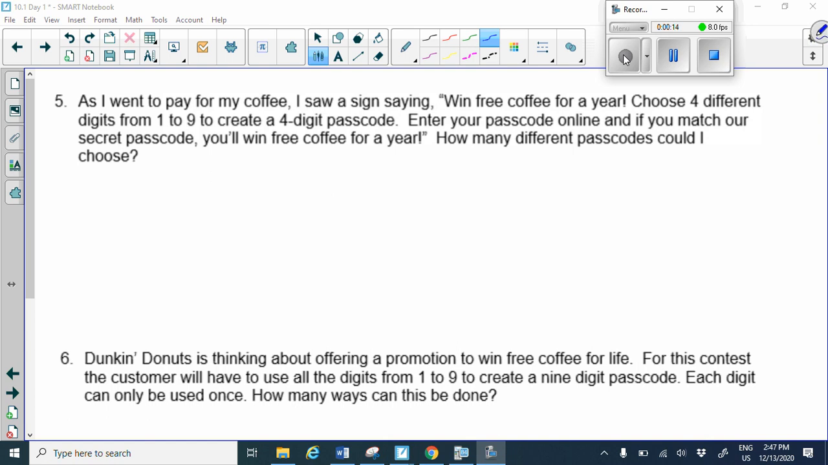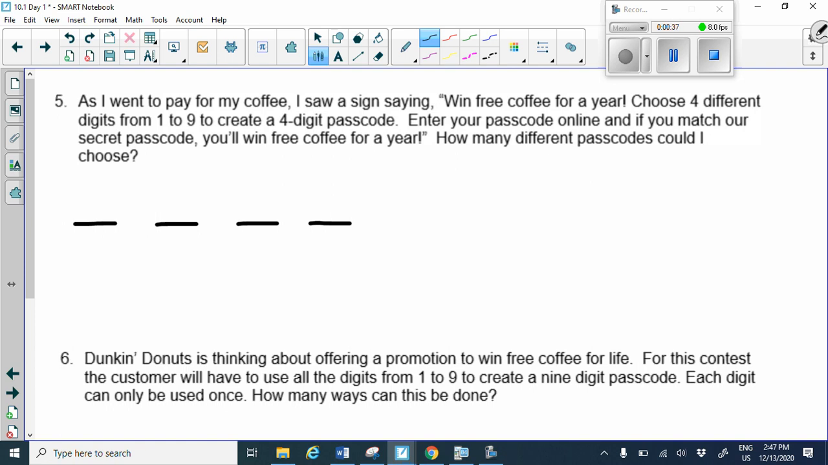Okay, so number 5, it says, as I went to pay for the coffee, I saw a sign saying, win free coffee for you. Choose 4 different digits from 1 to 9 to create a 4-digit passcode. Enter your passcode online, and if you match our secret passcode, you'll win. How many different passcodes could I choose? Okay, so notice I have to have 4 digits. So I have 1, 2, 3, 4.